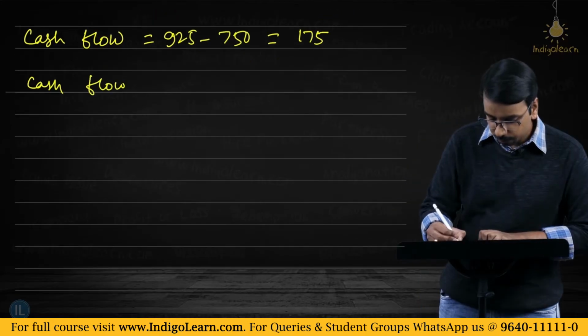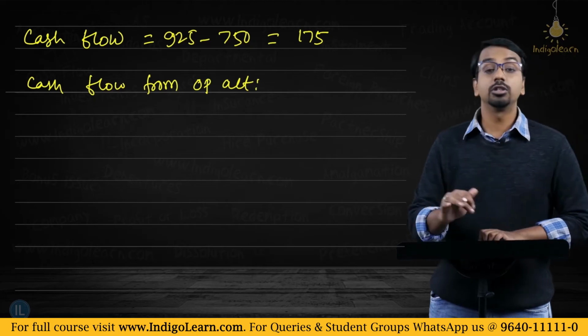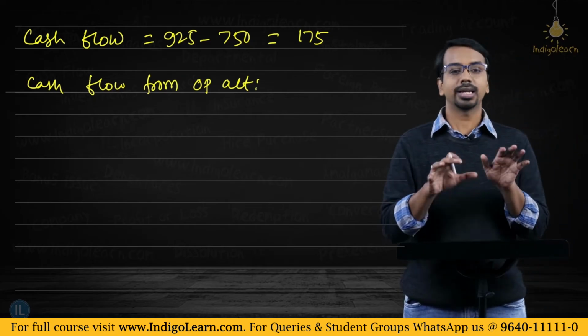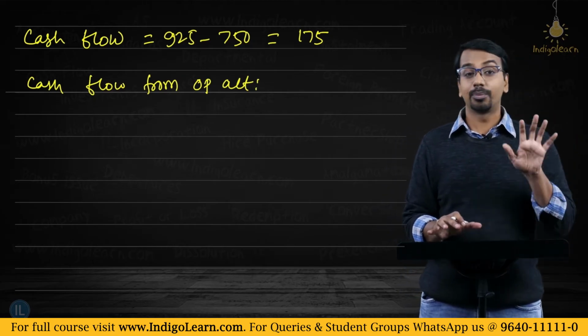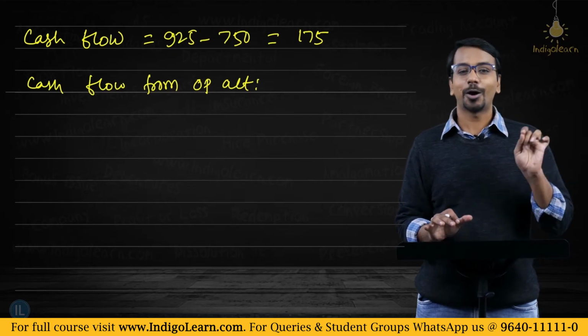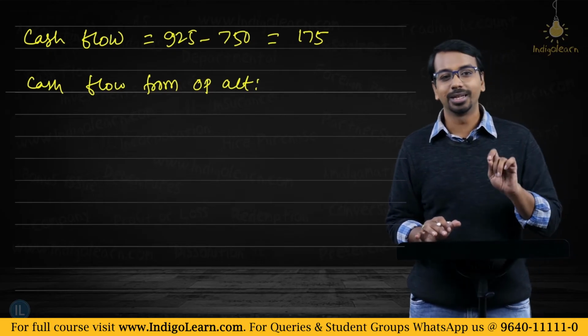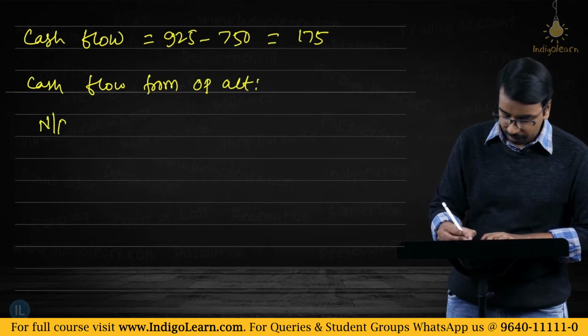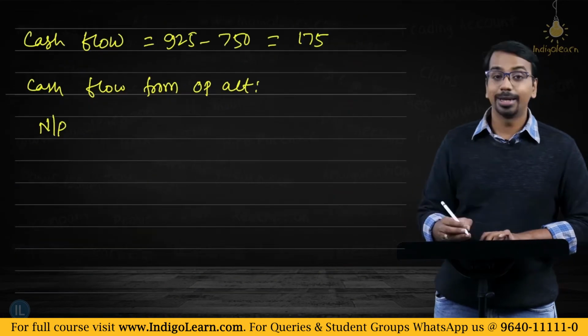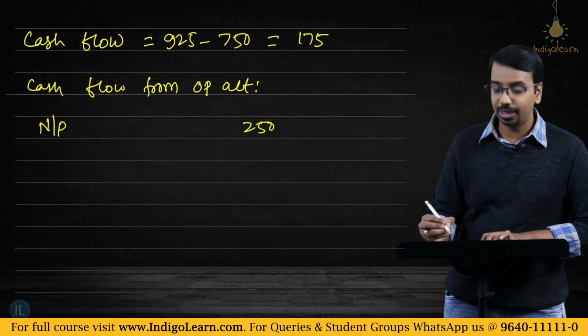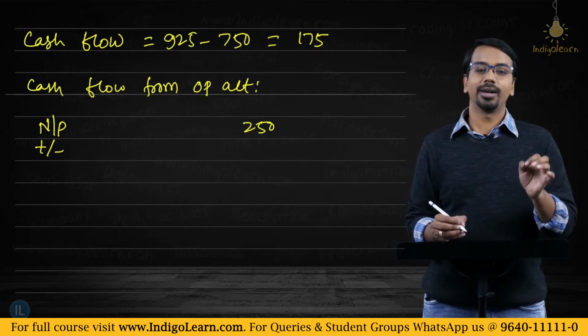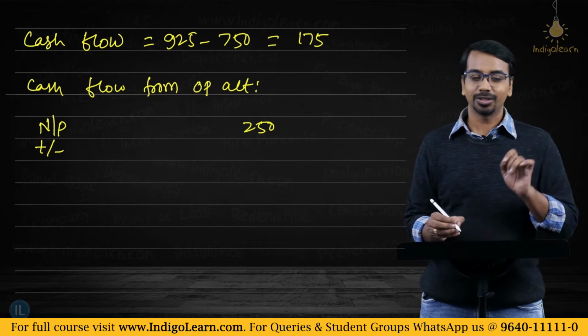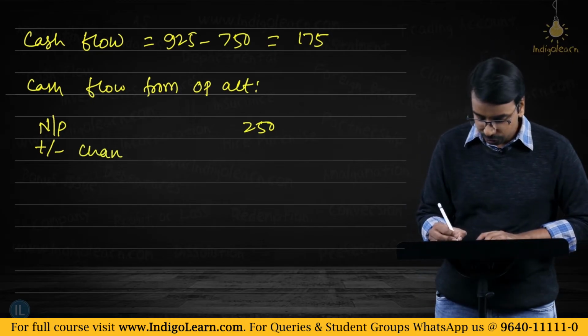Cash flow from operating activity. Now, this is not the final format. After we understand the adjustments, we will do a problem and understand how to present it properly as per the cash flow format. So, cash flow from operating activity, first you find out the net profit. Net profit is given as 250. Then we will have addition or deduction on account of changes in stock.